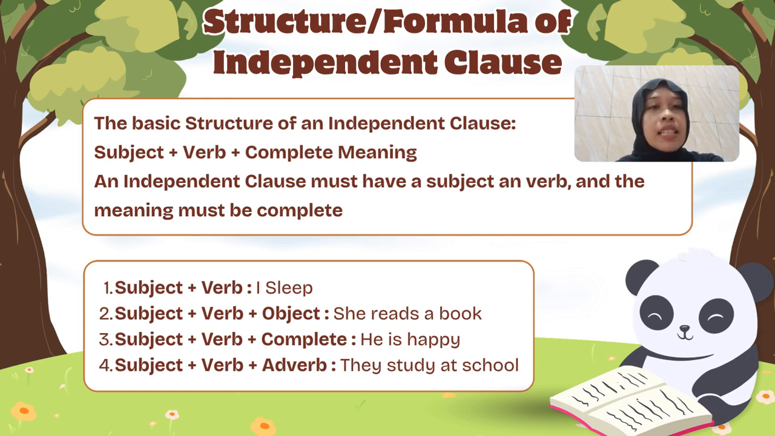The third example is he is happy. This follows the pattern subject plus verb plus complement because happy explains the subject. The fourth example is they study at school. This follows the pattern subject plus verb plus adverb because at school gives information about place. So, the key point is not only the structure, but also the complete meaning. If the clause has a subject, a verb, and a complete idea, it can be called an independent clause.